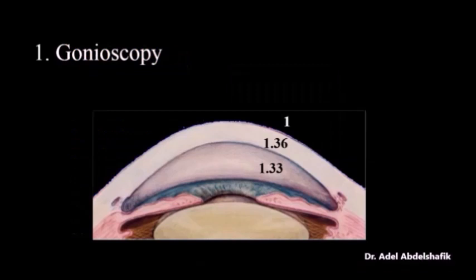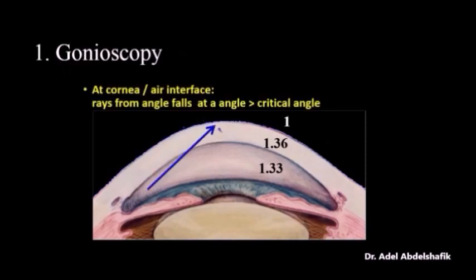First, gonioscopy. The angle of the anterior chamber can only be visualized when a gonioscope is used. Rays coming from the angle, on reaching the interface between the cornea with a refractive index of 1.36 and air with a refractive index of 1, will undergo total internal reflection, so the examiner cannot see the angle.